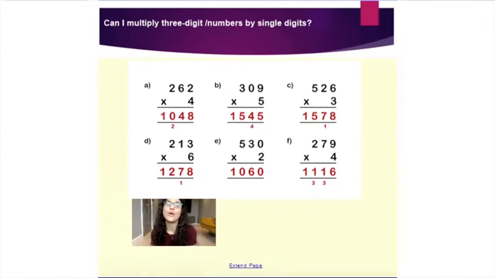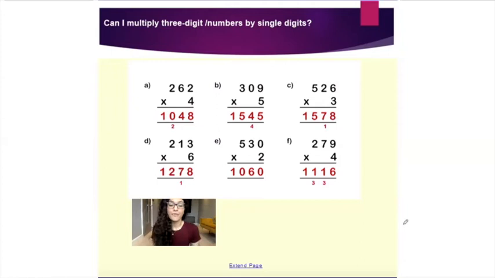Question A, 262 times 4. The answer is 1,048. You can see the 2 has been exchanged there. Question B, 309 times 5, the answer is 1,545, so the 4 has been exchanged there. Question C, 526 times 3 equals 1,578. The 1 has been exchanged there. Question D, 213 times 6, the answer is 1,278. The 1 has been exchanged there.